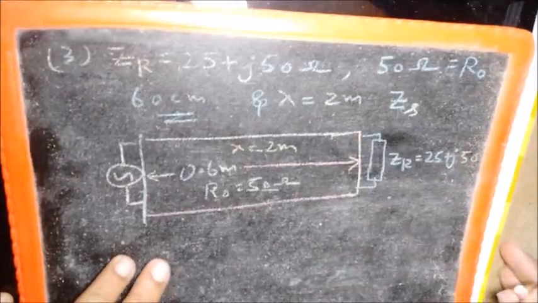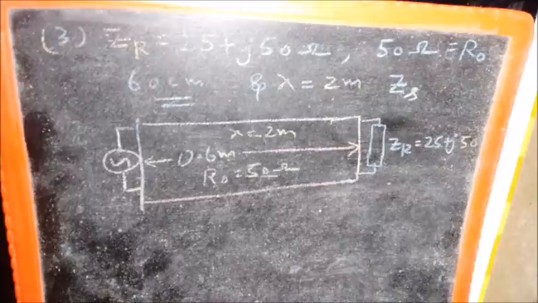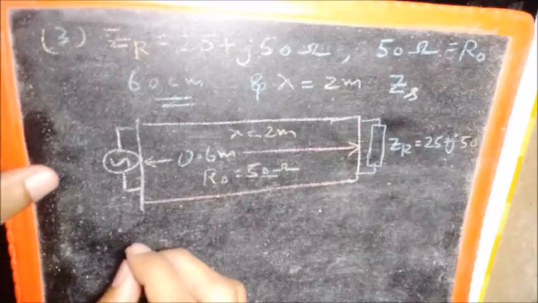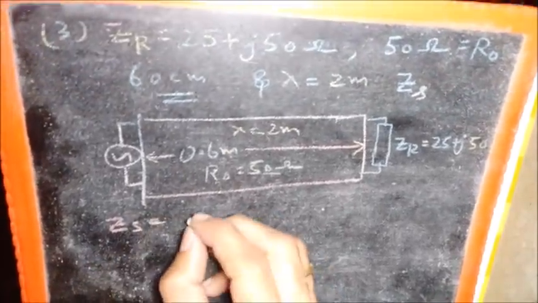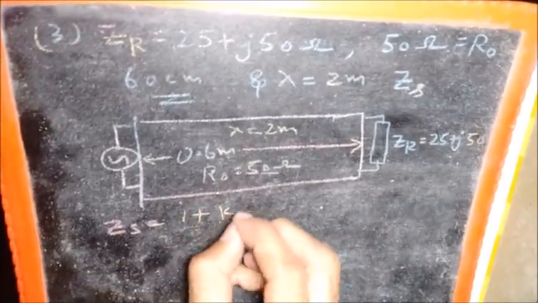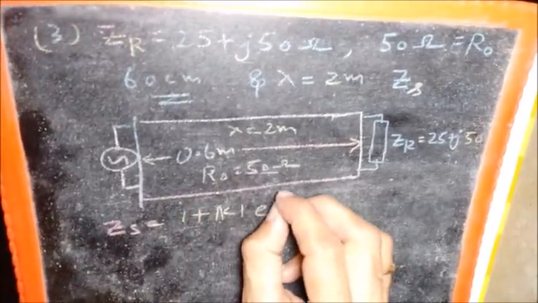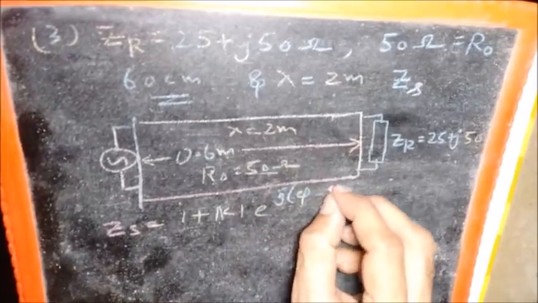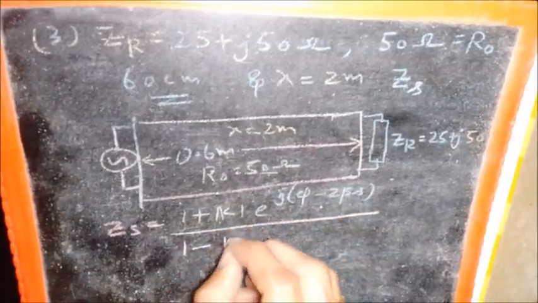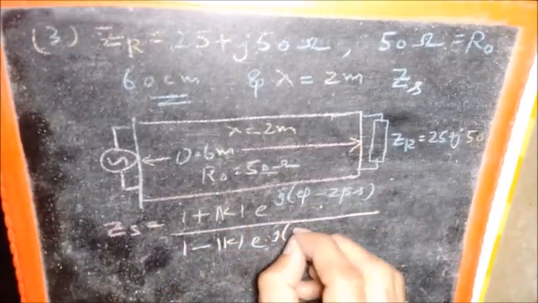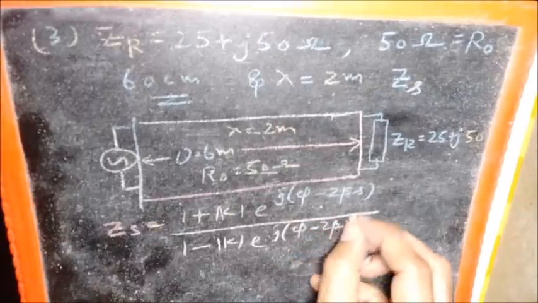Now all that we have to do is take the formula for ZS, which we derived earlier, and simply substitute these numbers in that formula. So we know that ZS is equal to 1 plus K e raised to j(phi minus 2 beta S) divided by 1 minus K e raised to j(phi minus 2 beta S).